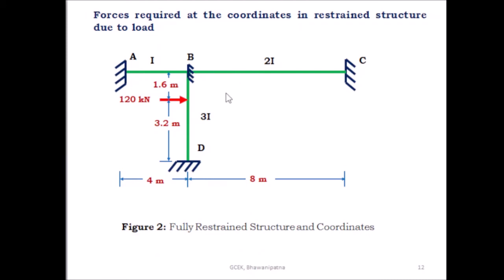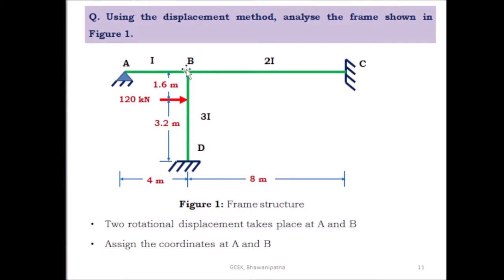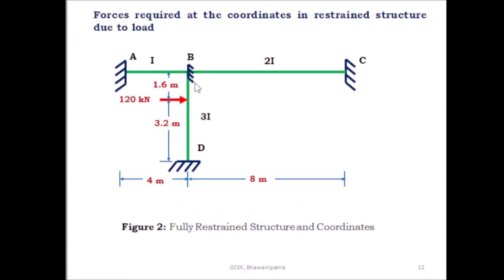Then what you have to do? First, you have to make the structure a restrained structure by removing all the displacements. Here there is a rotational displacement, and here also there is a rotational displacement. So you have to make the structure a restrained structure. You have to make all the supports fixed, which means there is no displacement at any support.